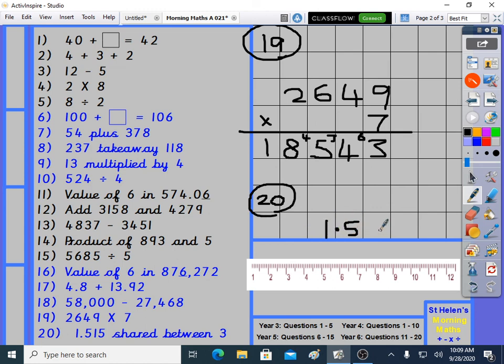1.515 shared between 3. 3 into 0, 3 into 1 is 0, carried a 1. 3 into 15, that's a decimal point. 3 into 15, 3, 6, 9, 12 and 15, that's 5. 3 into 1 is 0, carried a 1. 3 into 15 is 5 again. 0.505, I can see that's right actually. That's question 20. So time to do the marking.